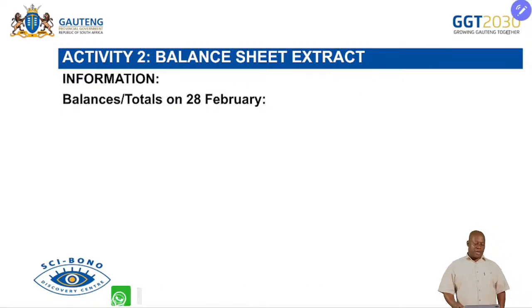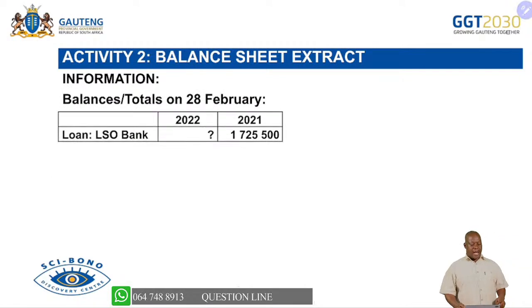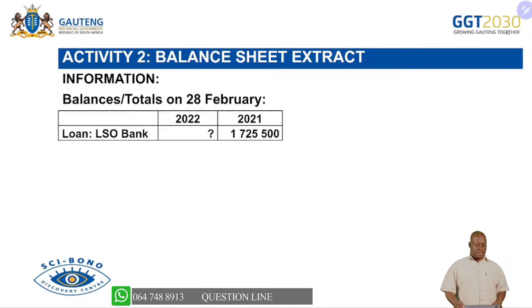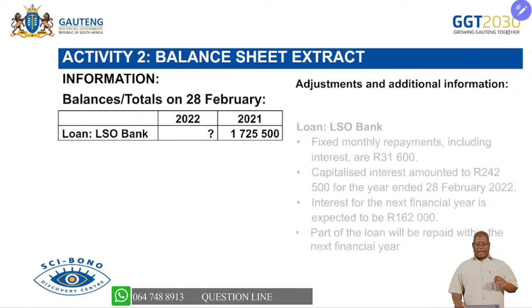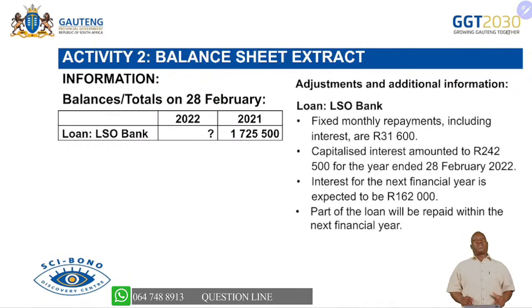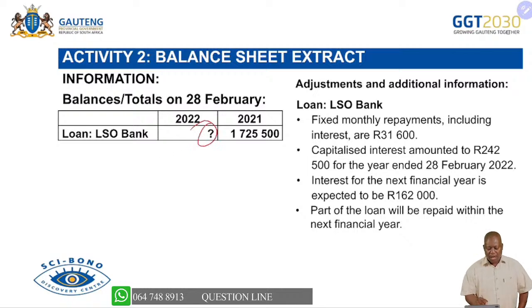The next thing that we are now going to look into is your non-current liabilities. Now, when it comes to the non-current liabilities, if you check according to this information, we are given the loan balance at the start of the year, but there is no loan balance at the end of the year. Now, because of that, they are giving us information.